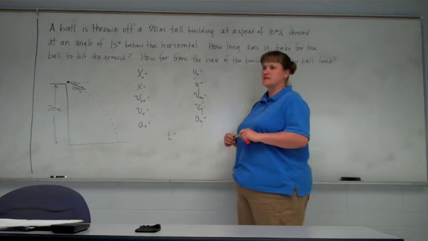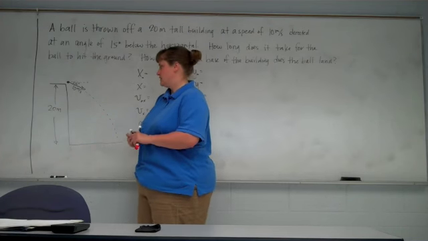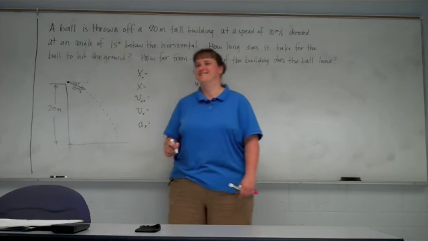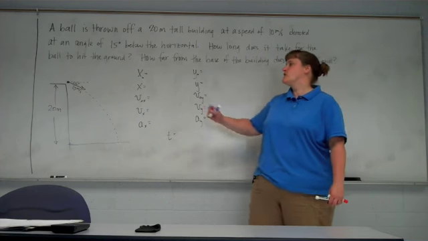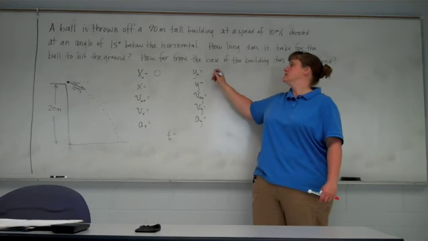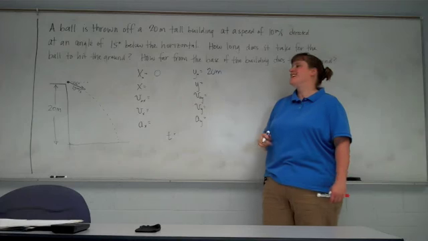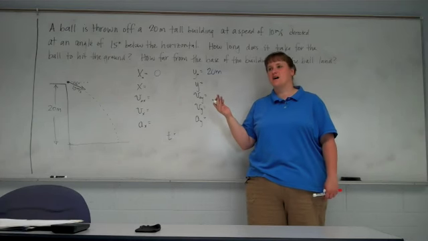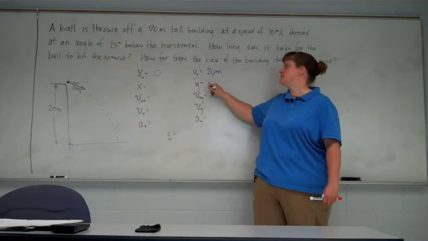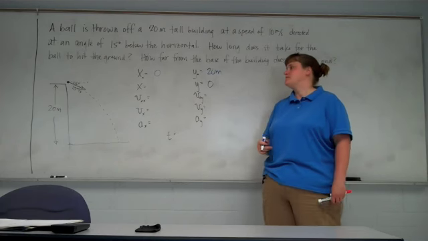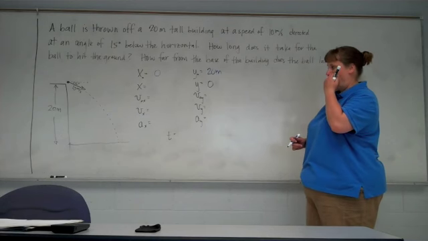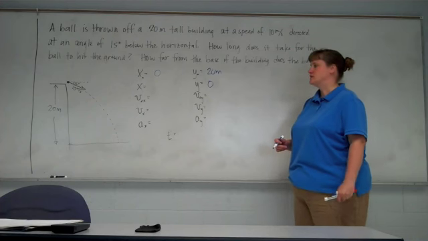I'm going to make an executive decision. My origin's down here. Some of you like that. So what's initial x? 0. What's initial y? 20. Now there's nothing wrong really with putting it on top. You'd have initial y of 0 and a final y of -20. Doesn't really matter. Final x is what we're looking for.